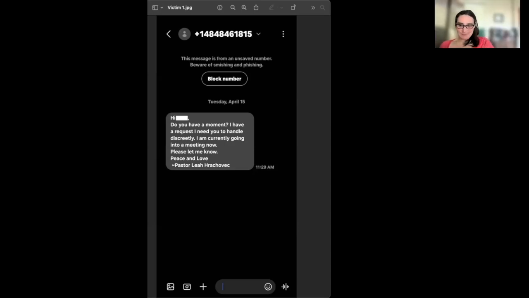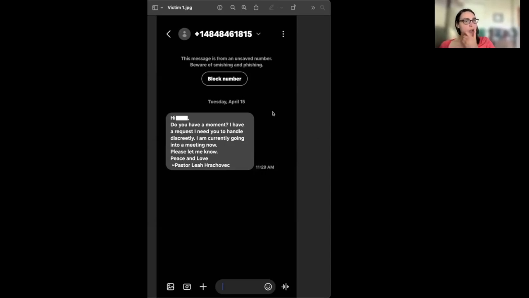Anything else seem fishy to you? Would you read this and think this is Leah? No. Personally, I would think, why is she asking me out of all the people that belong to the church? The discreetly part is kind of a red flag. And of course, going into a meeting, so you can't call me. Good point. All of them are good points.